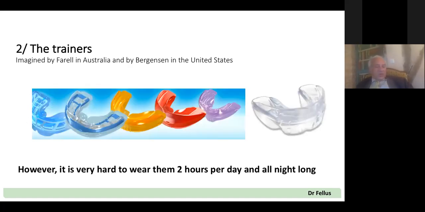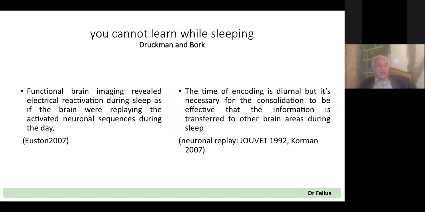The second, which is more used, are the trainers, and the trainers have been imagined by Farrell in Australia, by Bergensen in the United States. However, the trainers must be worn during all night and 2 hours during the day. So it's 14 hours per day. And it's very difficult for young children to wear an appliance for so long a time. And it's not useful because you can't learn while sleeping. And that's a word from Druckmann and Bock.